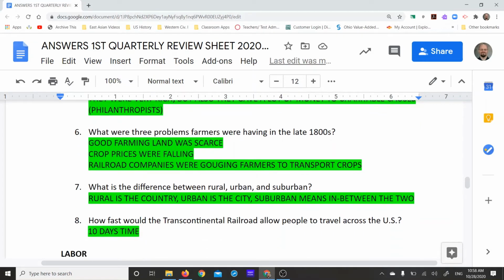How fast did the Transcontinental Railroad allow people to travel across the U.S.? About 10 days time. Transcontinental Railroad was completed in 1869. It connected the West Coast to the East Coast.